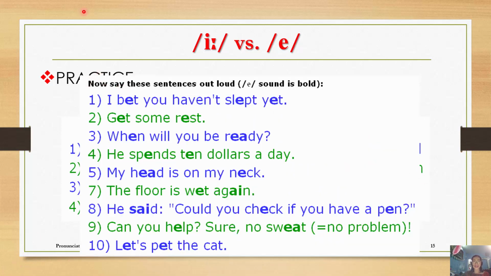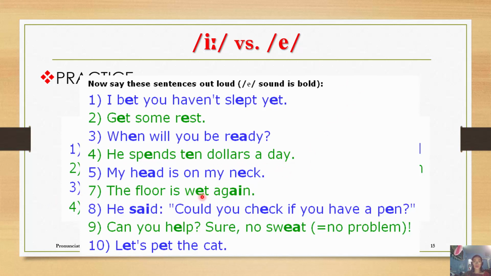Now we practice saying these sentences out loud. The sound is in bold. 1. I bet you haven't slept yet. 2. Get some rest. 3. When will you be ready? 4. He spent $10 a day. 5. My hat is on my neck.